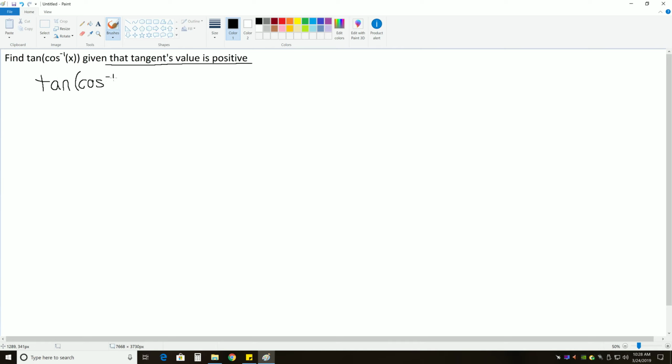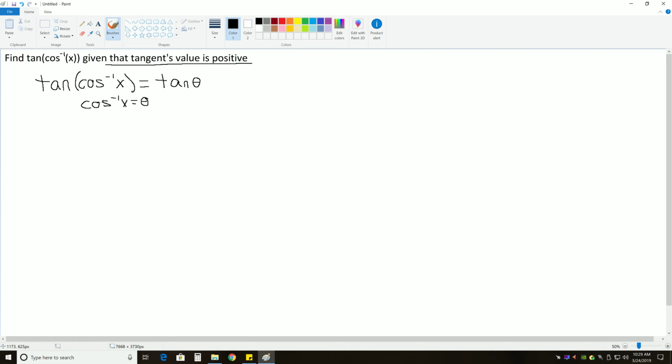We know that whenever we're dealing with any of our 6 trig functions, sine, cosine, tangent, cosecant, secant, cotangent, whatever is plugged into them has to be an angle. So that means this tangent of cosine inverse of x is the same thing as tangent of some unknown angle theta. Which means cosine inverse of x, what's being plugged into our tangent function originally, is equal to that unknown angle theta.